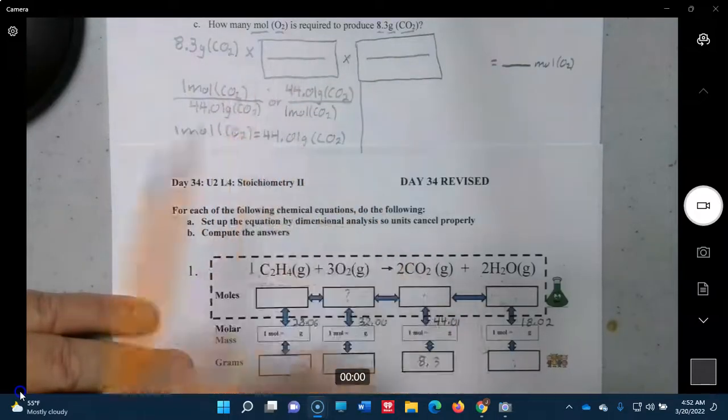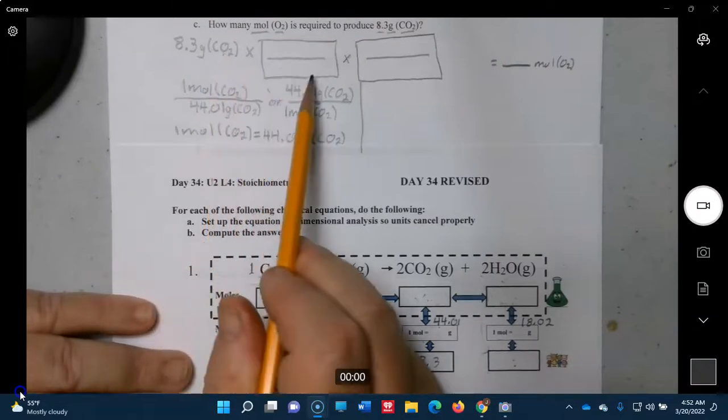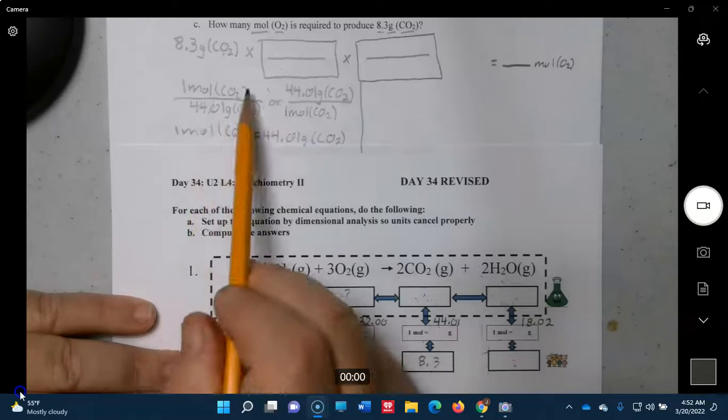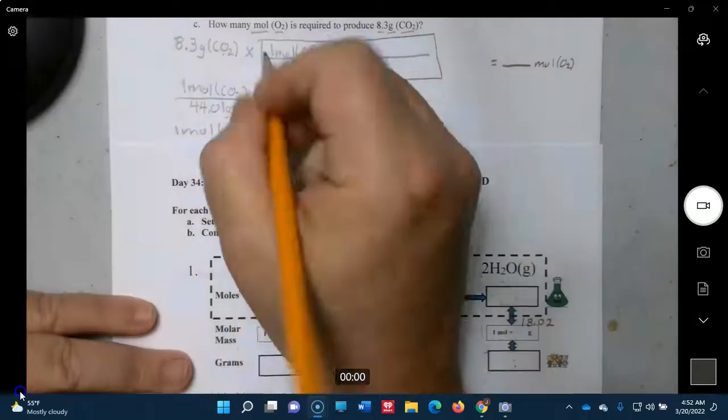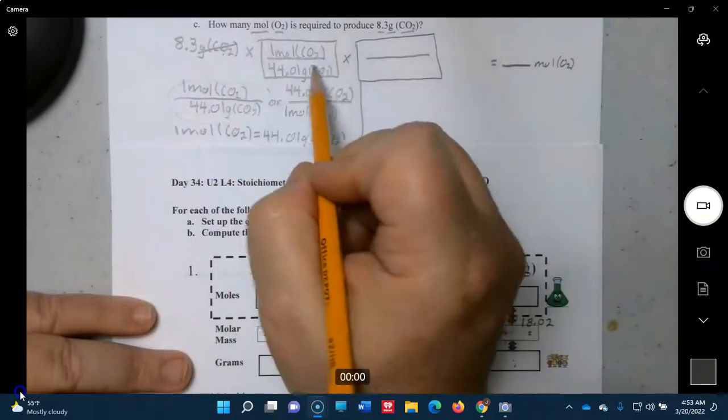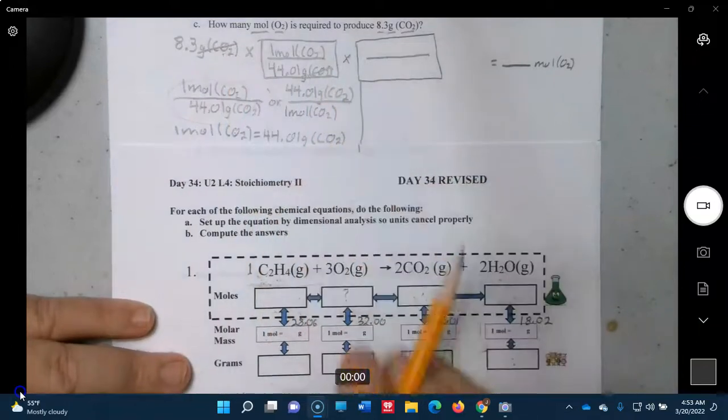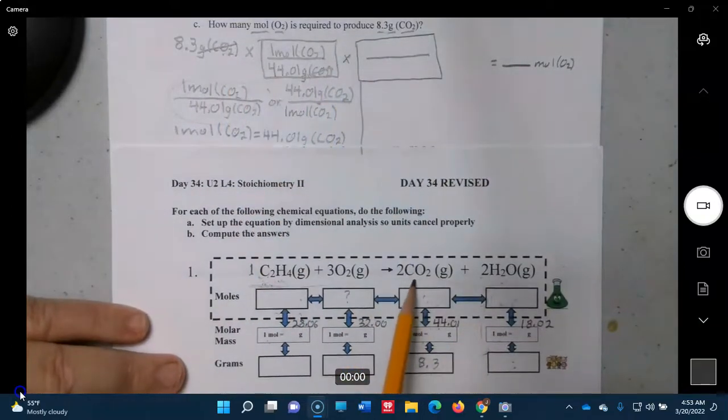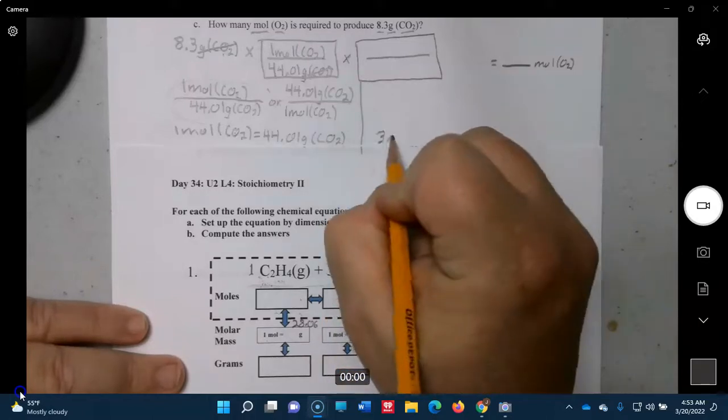Okay, so which one of these two goes in the box? Grams of CO2 on the top here, grams of CO2 has to be on the bottom there. So it's going to be the first one. Okay, and they cancel. And now we come on over here. So now what we need to do is get from moles of CO2. We're now in this box right now. We need to get from moles of CO2 to moles of O2. So it's a moles to moles conversion. So you simply take it straight out of the chemical equation. 3 moles O2 equals 2 moles CO2.